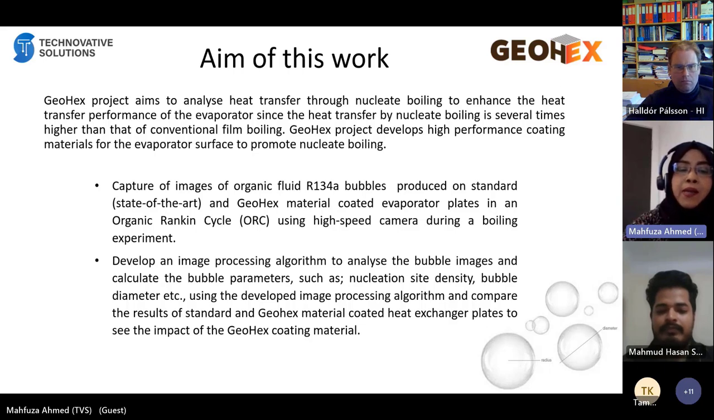And then develop an image processing algorithm to analyze those bubbles and calculate the various bubble parameters, such as nucleation site density, bubble diameters, bubble departure diameters, etc., using this developed image processing algorithm, and compare the results of the standard and GeoHex material coated heat exchanger plates to see the impact of the GeoHex coating material.